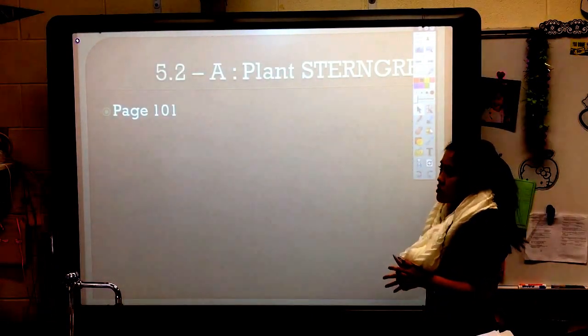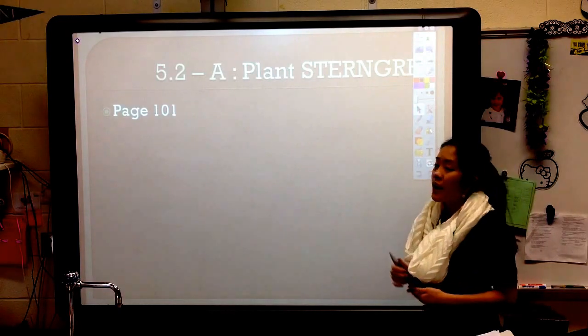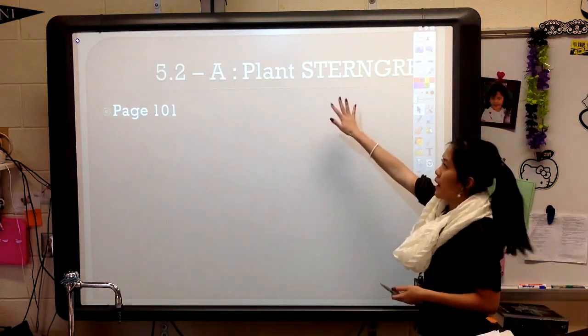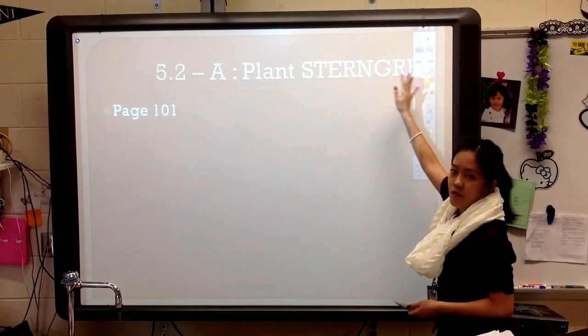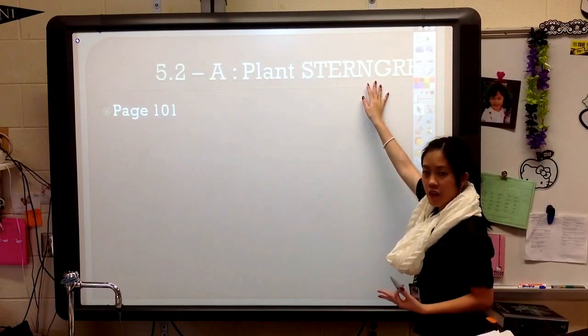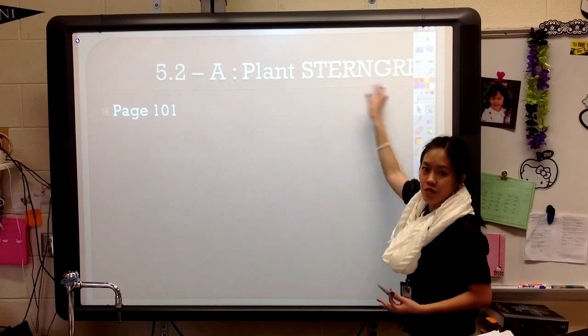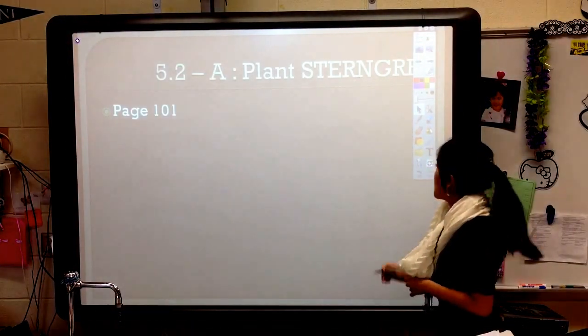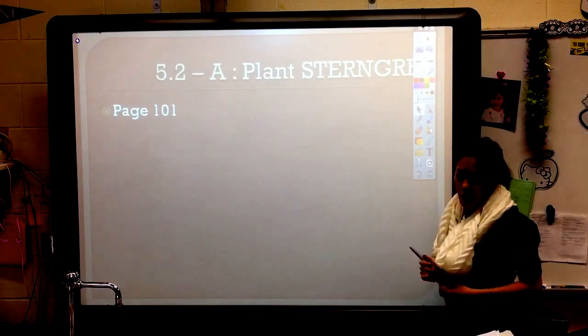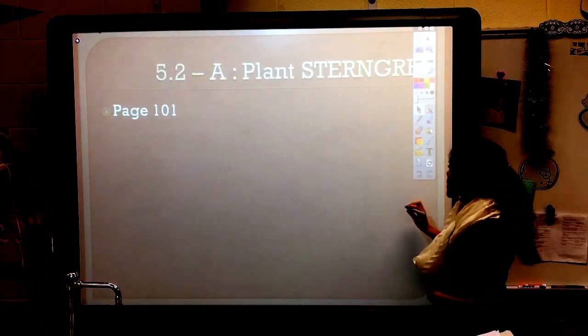And so these next 2 sections in Unit 5.2 and 5.3, we'll be first looking at plants. How do they perform all 8 of those life characteristics, those life functions that we abbreviate as STERNGRR. And then later on we'll talk about how animals do the same. So we're going to start off our notes by being on page 101.